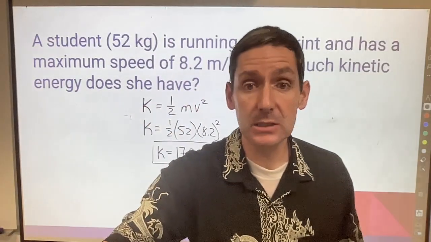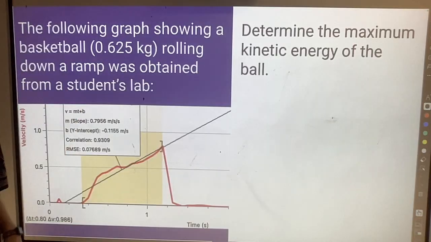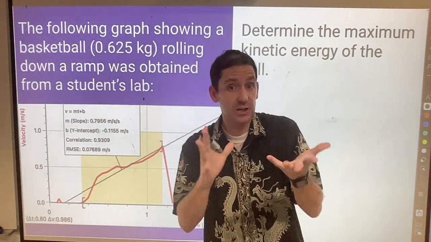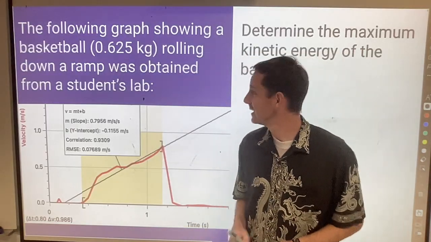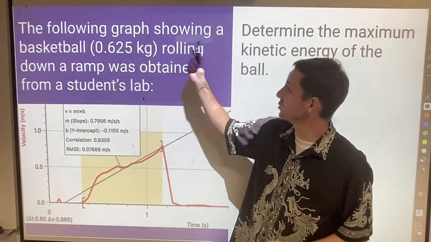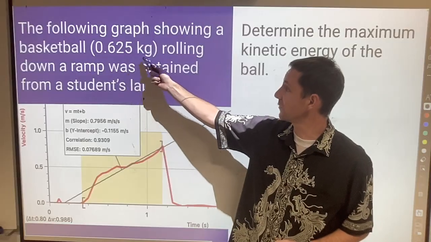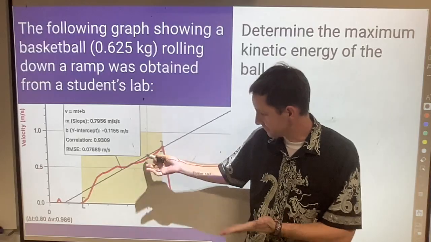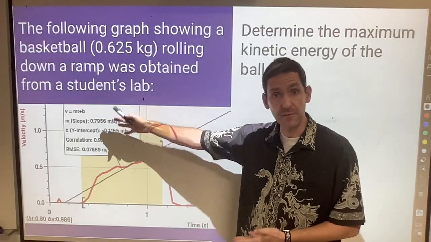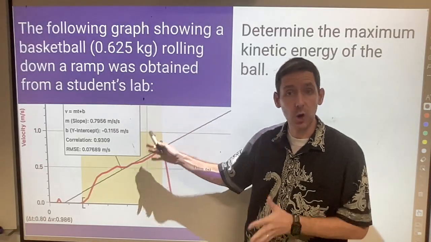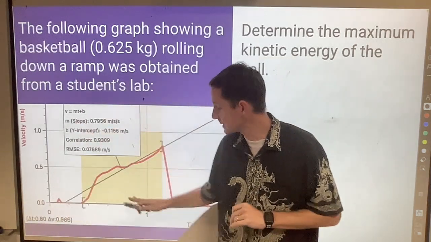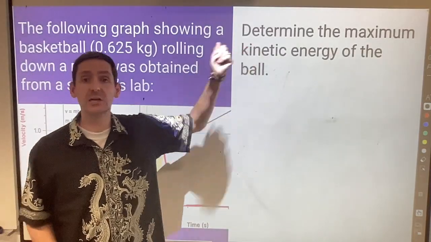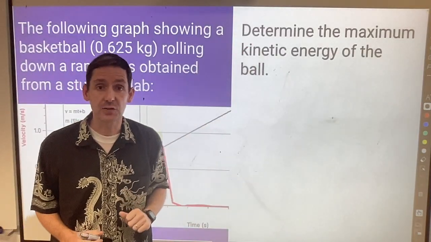All right, let's go on. So we have the following information from a student's lab. Okay, and I did actually take this from one of y'all's labs. So the following graph shows a basketball, about 0.625 kilograms, rolling down a ramp. This was obtained from a student's graph. So here we go. I even included the picture with the slope and everything on it. This is a velocity versus time graph. All right. Now the question is, determine the maximum kinetic energy of the ball.